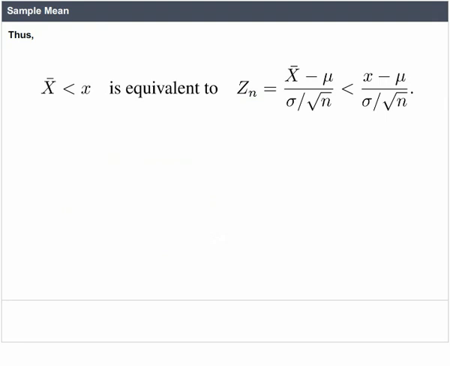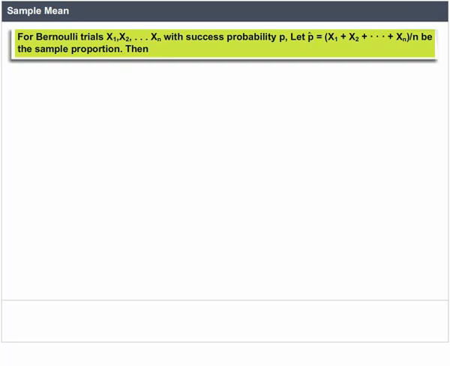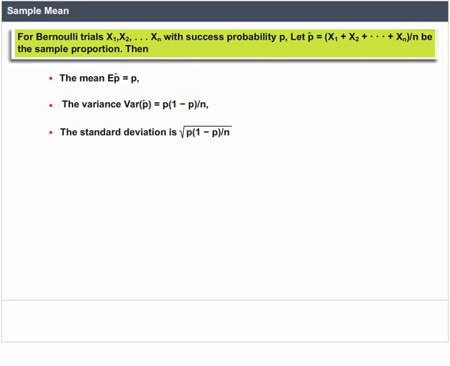For Bernoulli trials x1, x2, etc. up to xn, with success probability P, let P hat equal to x1 plus x2 etc. plus xn divided by n be the sample proportion. Then the mean, expectation of P hat, is equal to P, the variance of P hat is equal to P times 1 minus P divided by n. The standard deviation is square root of P times 1 minus P divided by n.